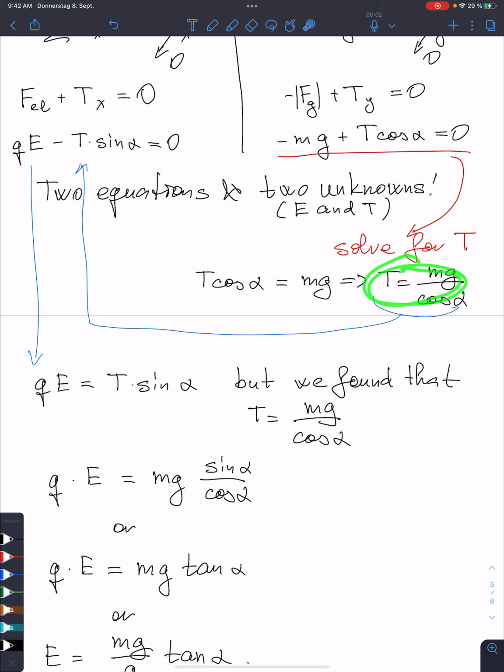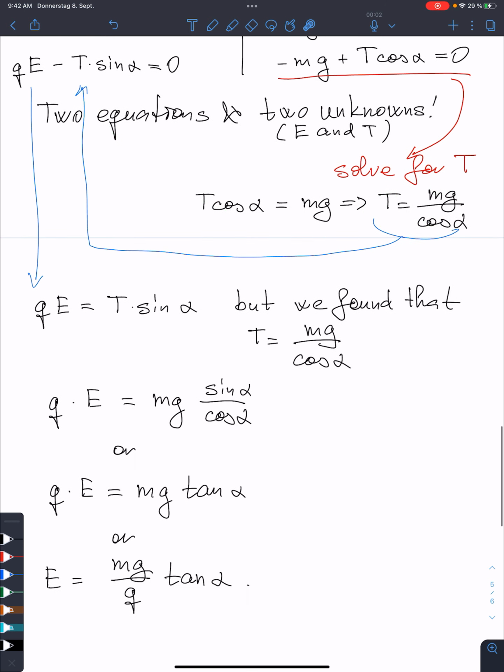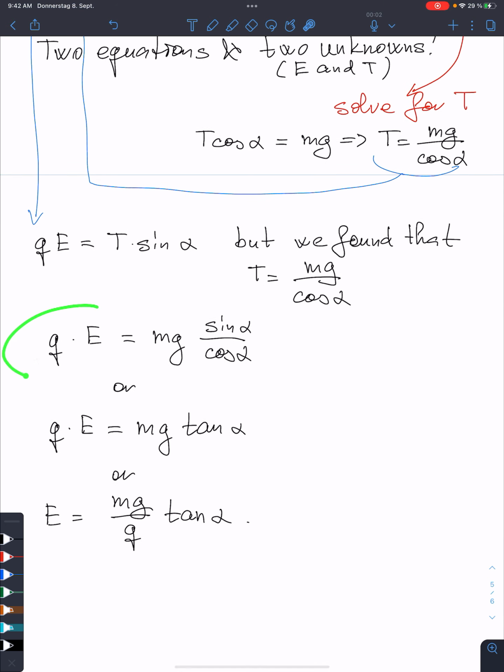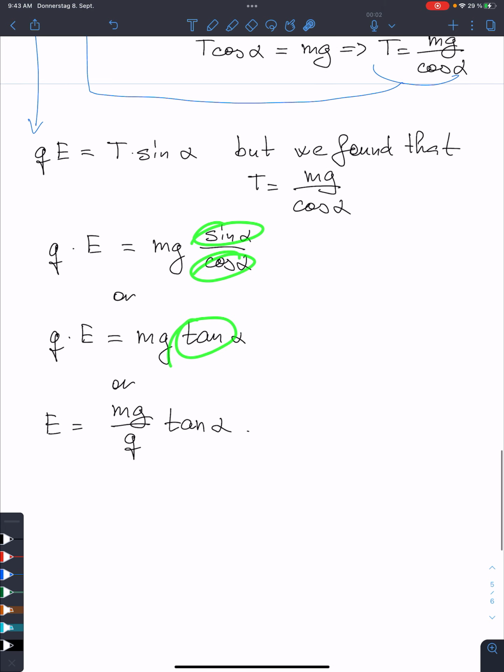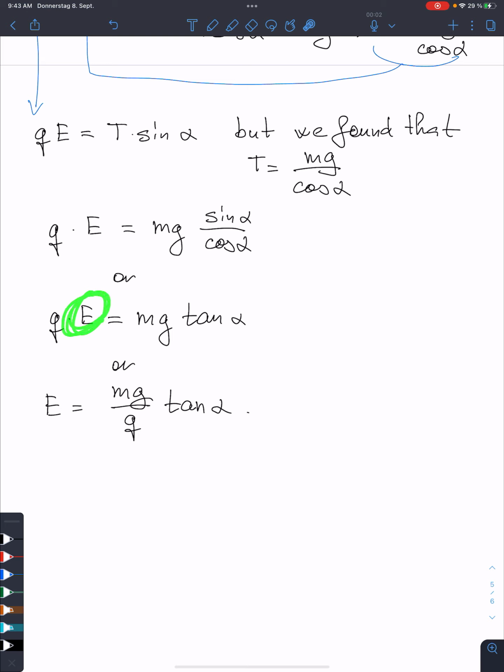Okay, so now I will use this fact and substitute it into this equation. Let me rewrite this equation first in this form. And we just found that T is given by this ratio, which I am going to substitute over here. And then it simply will read that. Okay, what is sine divided by cosine? Well, it's tangent, right? And therefore Q times E equals mg tangent of alpha. Or we can solve it now for the electric field, and it will be given by this result. And everything on the right hand side, we can just substitute the numbers and compute it carefully. That's it.